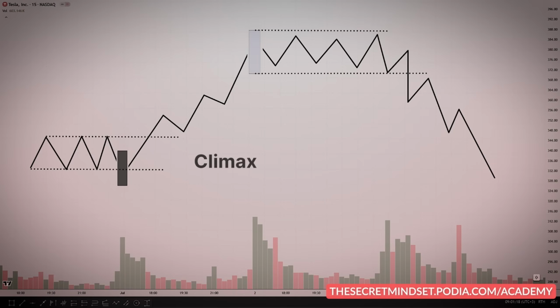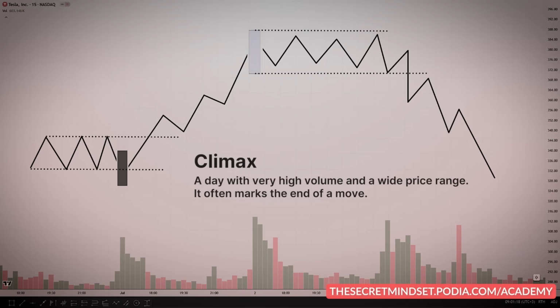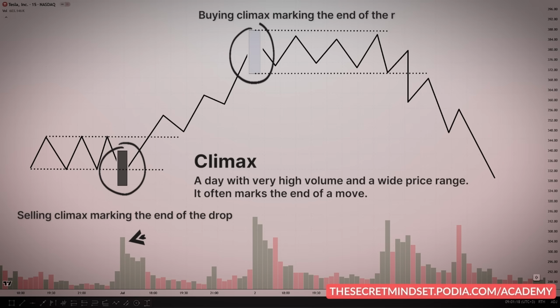One common pattern is a climax. This is a day with very high volume and a wide price range. It often marks the end of a move. In a downtrend, it might be a selling climax, marking the end of the drop. In an uptrend, it could be a buying climax, signaling the end of the rise.